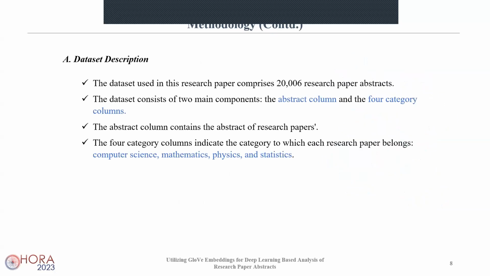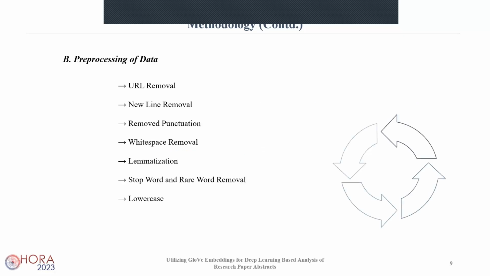The dataset utilized in this research paper comprises a total of 20,006 abstracts of various research papers. The dataset can be divided into two primary components, each serving a unique purpose. First and foremost, we have the abstract column. Within this column, we find the abstract part of each research paper. In addition to the abstract, the dataset also encompasses four distinct category columns. These are computer science, mathematics, physics, and statistics, representing key fields of scientific inquiry and exploration.